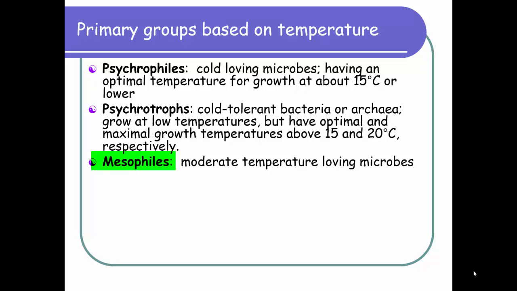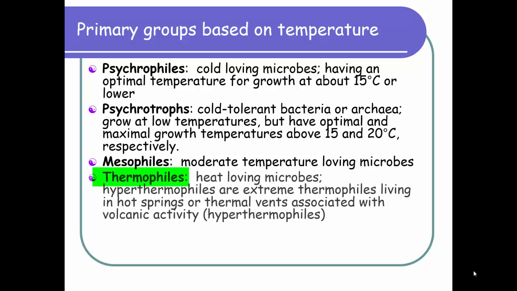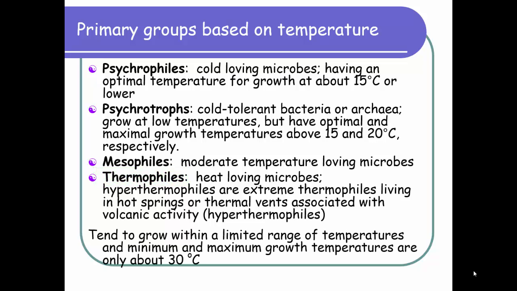The mesophiles are the moderate temperature-loving microbes. These include most of the pathogens because their optimum growth temperature is around 37 degrees Celsius, body temperature. Thermophiles are heat-loving microbes. Many of these are what we refer to as hyperthermophiles, extreme thermophiles living in the hot springs or thermal vents associated with volcanic activity. Most of these tend to grow within a limited range of temperatures, with the minimum and maximum growth temperature only about 30 degrees Celsius apart.